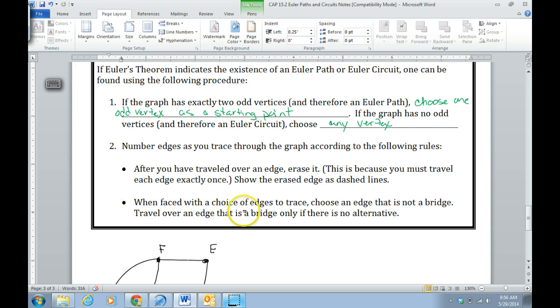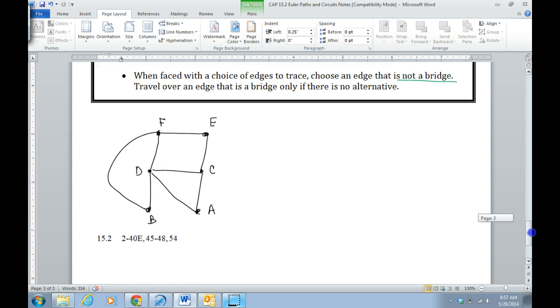Okay, the second point on this, and this is where it really gets helpful. When faced with a choice of edges to trace, choose the edge that is not a bridge. Okay, because if you erase that edge, you can never go back to the other part of the graph. You've disconnected yourself. So you don't want to disconnect from finishing off the other part of the graph. Travel over an edge that is a bridge only if there is no alternative. Okay? So here I have an example I want to go through.